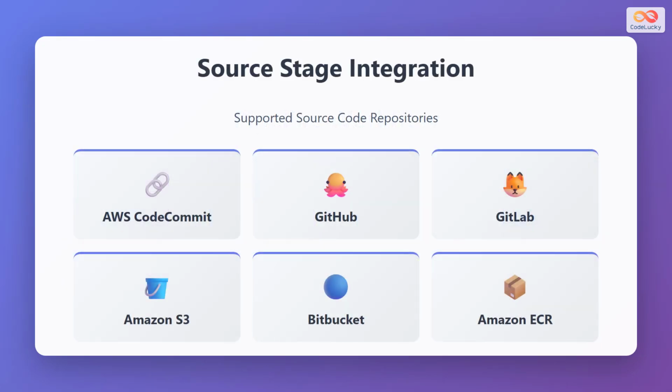CodePipeline supports multiple source code repositories for the source stage. You can use AWS CodeCommit, which is AWS's own managed source control service. GitHub and GitLab are also supported for teams using these popular platforms. You can retrieve artifacts from Amazon S3 buckets if your code or files are stored there. Bitbucket integration is available for Atlassian users. Additionally, Amazon Elastic Container Registry, or ECR, can serve as a source for container images. This flexibility allows you to work with your existing development tools without forcing a migration to AWS-specific services.